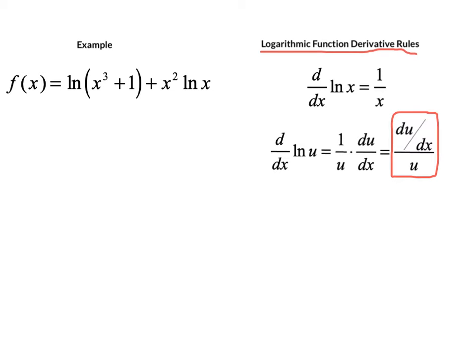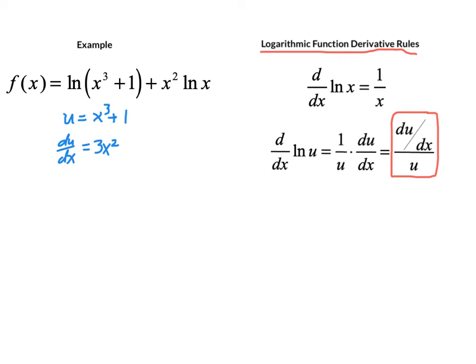So we're going to start off using that one actually, because if we look at our function here, we have the natural log of a function of x, natural log of x cubed plus 1 plus x squared natural log x. So on our first term, if we write up our u substitution, we say u in a log function, the inside is the logarand, so that's x cubed plus 1. And du dx is equal to 3x squared.